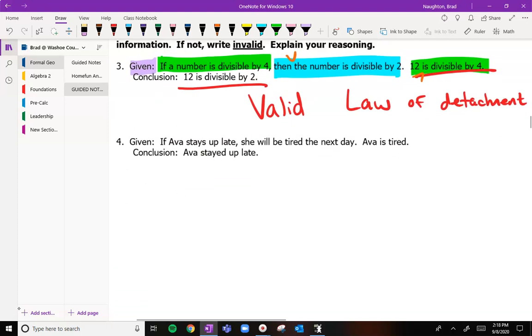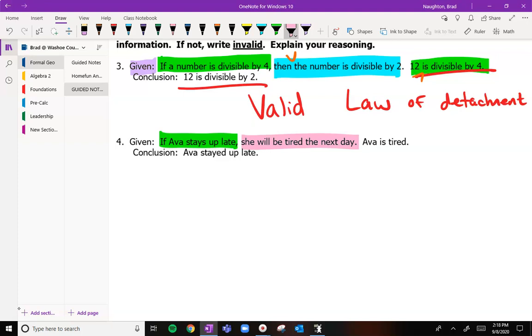All right. So Ava stays up late. She'll be tired the next day. So statement, reason. So I'm looking at possible detachment here, like once again for my rationale. So Ava is tired. Ava stayed up late.